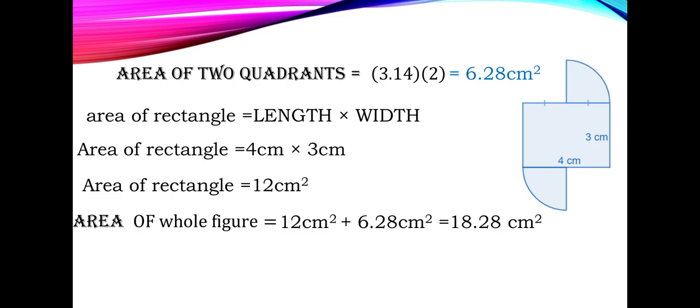Area of rectangle is equal to length times width. Area of rectangle is 4 centimeter by 3 centimeter, so the area of the rectangle is 12 centimeter square. So the area of the whole figure is equal to 12 centimeter square plus 6.28 centimeter square, that is equal to 18.28 centimeter square. That is the final answer.